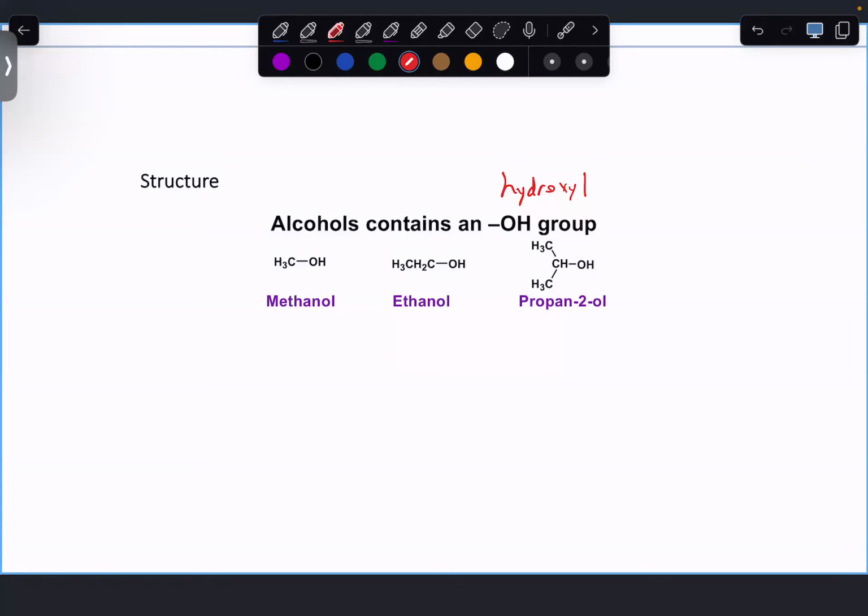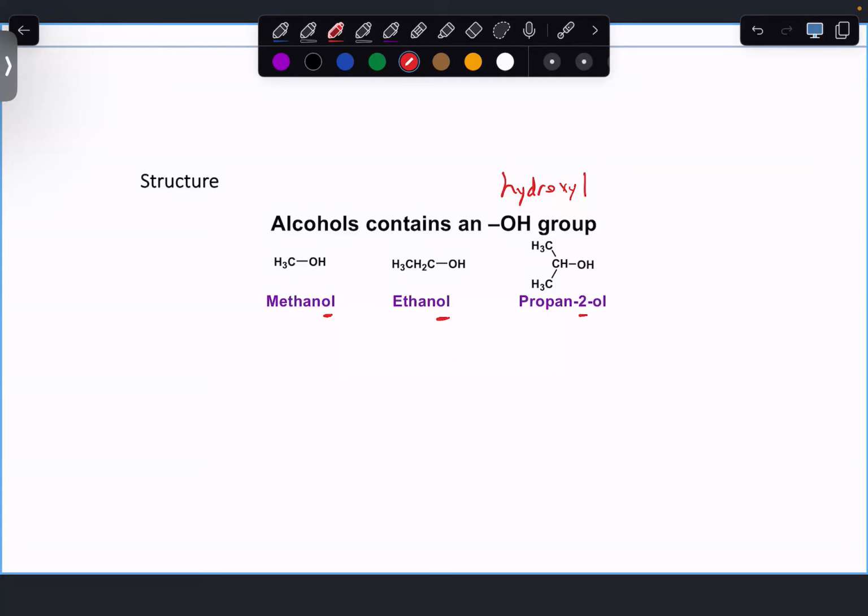All right. And so in terms of naming these guys, if they're quite simple, the naming of them is also quite simple, right? You just use the normal prefixes to identify the number of carbons in the parent, and then you just stick an OL suffix. So methanol for the one carbon alcohol, ethanol for the two carbon alcohol. This three carbon would be propan-2-ol.